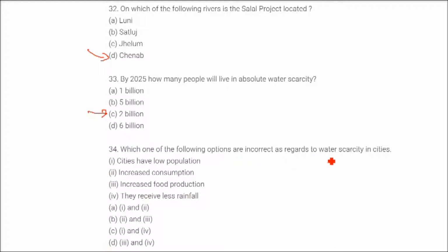Which one of the following options is incorrect as regards water scarcity in cities? First, cities have low population. Which one of the following options is incorrect? So the first one is incorrect, so we'll take this one. And then we have, they receive less rainfall, so we'll go with this because this is asking for incorrect. Increased population and increased food production are correct because they are actually causing the scarcity. So we'll go with the C one, first and fourth.